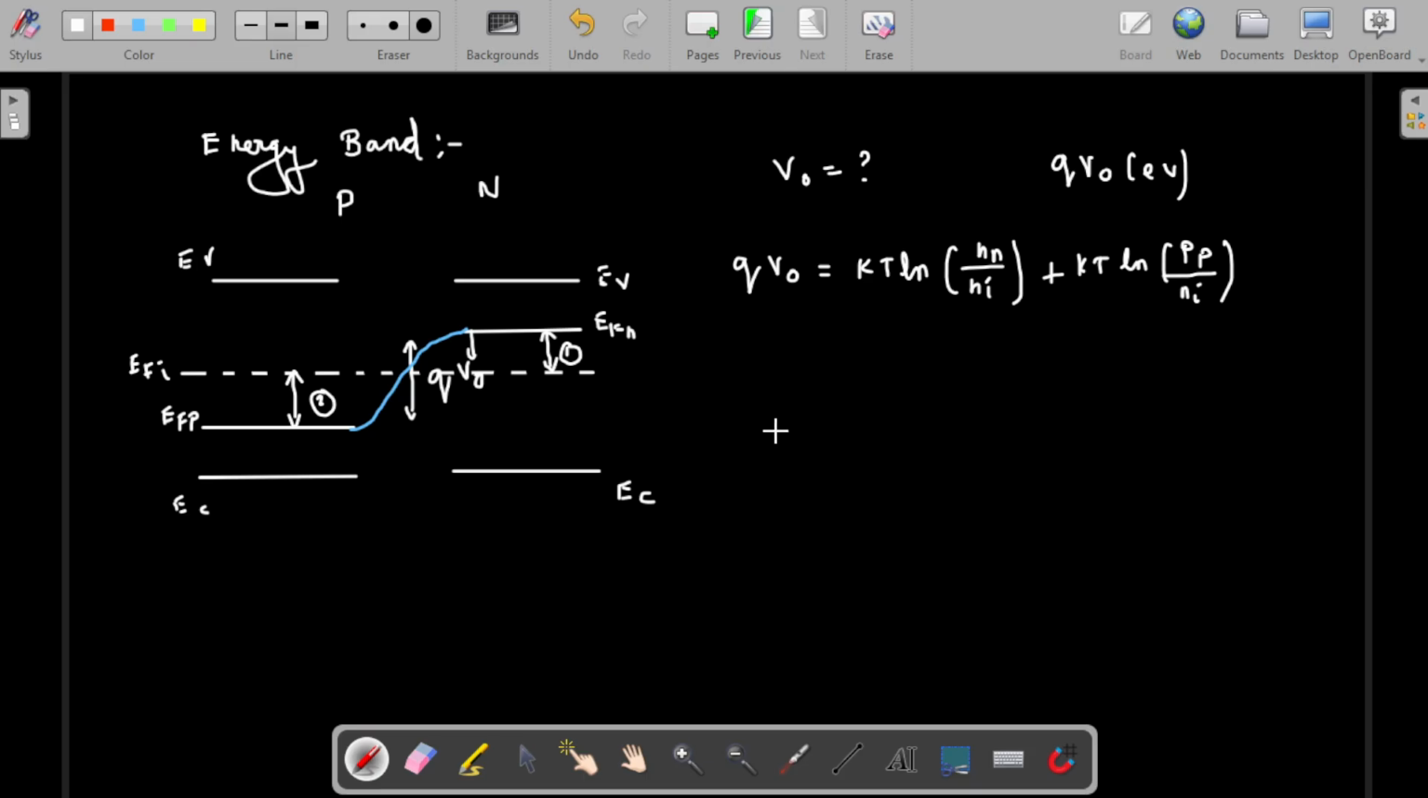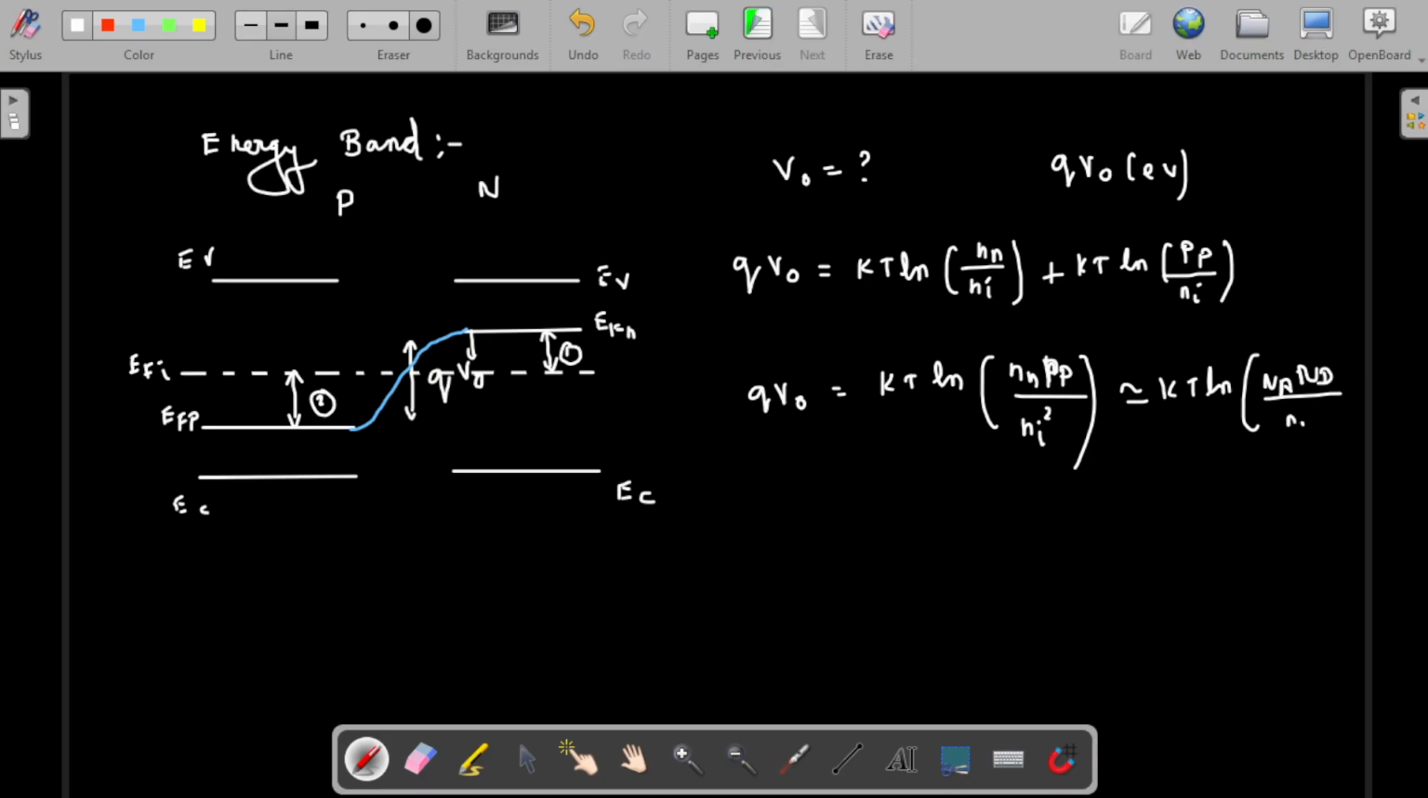Let's combine both. Let's take kT common outside and bring them together. So qV0 equals kT, and since ln A plus ln B can be multiplied together, that is ln(NN PP divided by ni squared). This is the formula I gave in the last class also, and this is how we derive it. This can also be approximately written as kT ln(NA ND divided by ni squared). I hope it is understood.